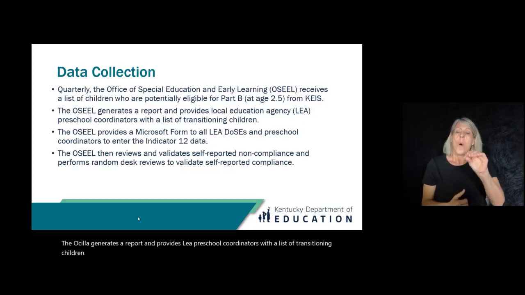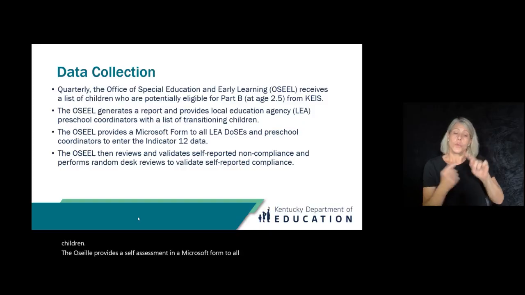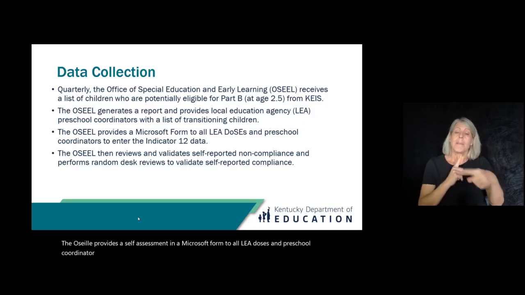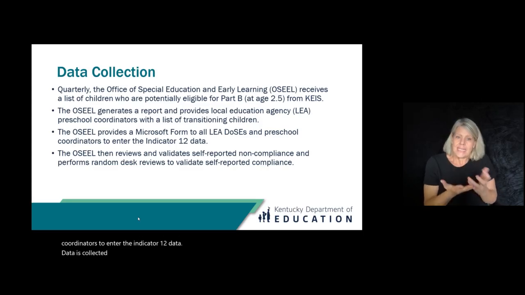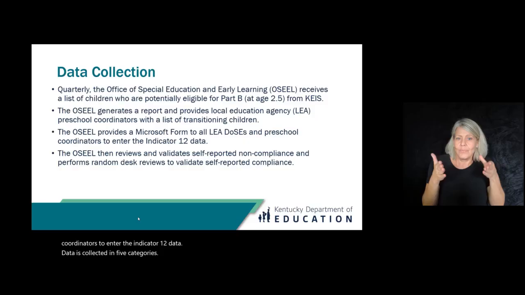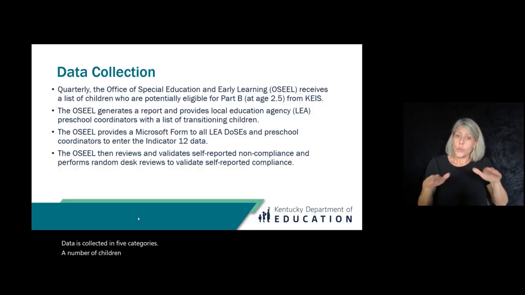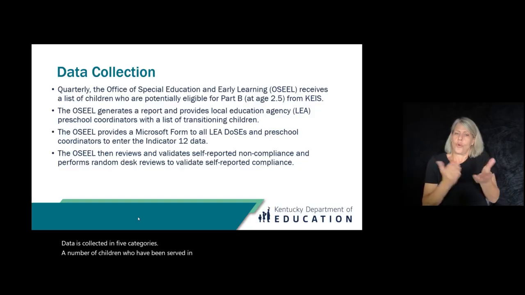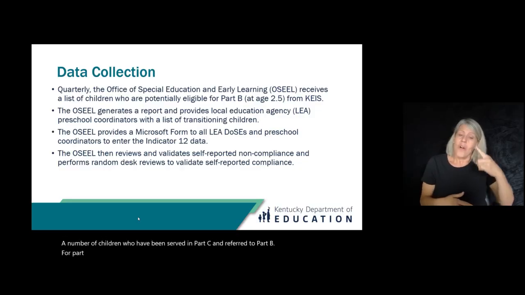The OSEEL provides a self-assessment in a Microsoft form to all LEA DOSEs and preschool coordinators to enter the Indicator 12 data. Data is collected in 5 categories. A. Number of children who have been served in Part C and referred to Part B for Part B eligibility determination.